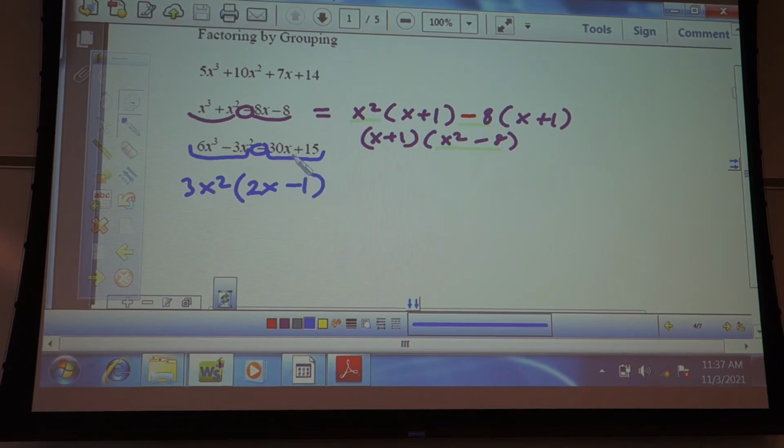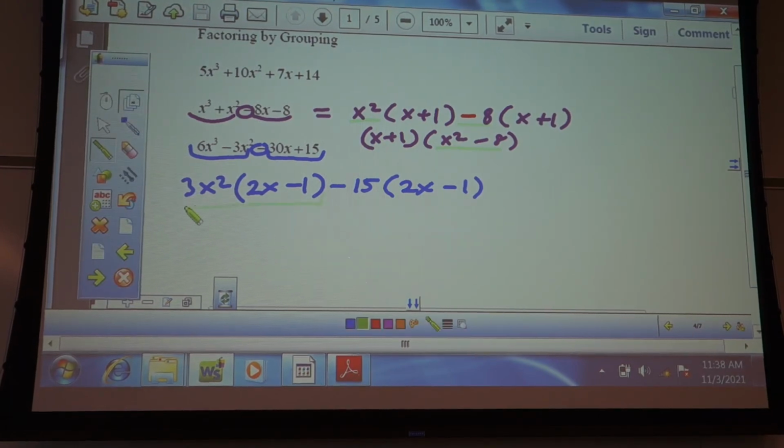All right, now next, this is a minus. That means I have to pull out a negative, or they won't match up. So what can I pull out of 30x and 15? I can pull out 15, so I can pull out negative 15. Negative 30x divided by negative 15 is 2x. 15 divided by negative 15 is what? Negative 1.